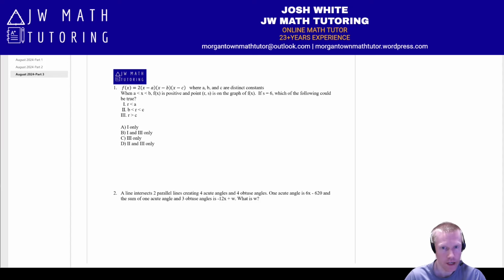They're saying if s is equal to 6, so this point is really r comma 6, i.e. a positive y value. The fact that it's 6 is irrelevant. It's just the fact that it's positive that is relevant. Okay, which of the following could be true?